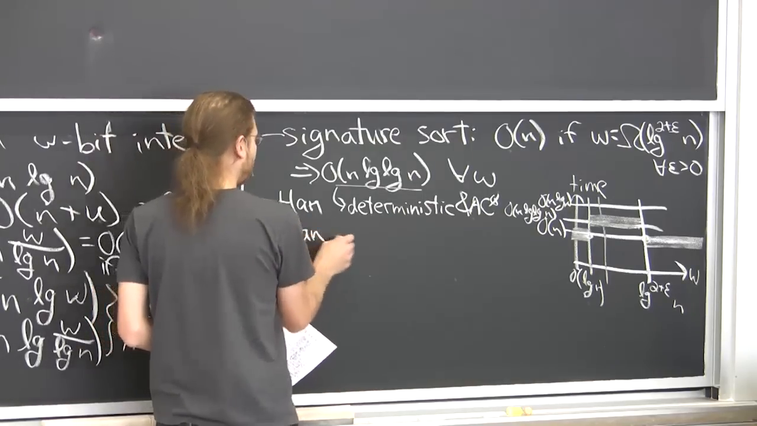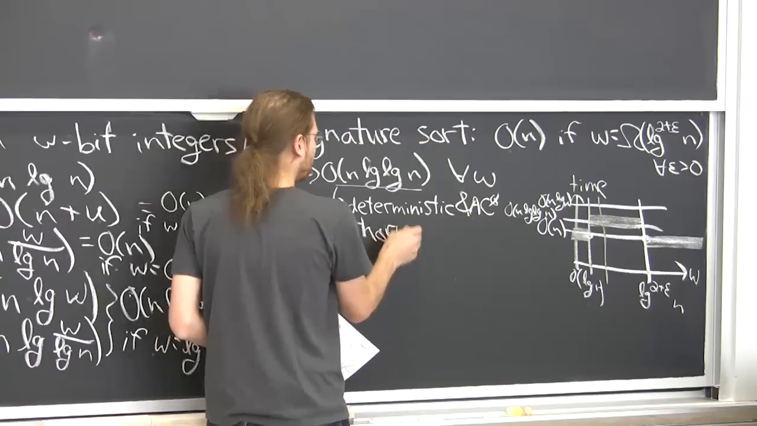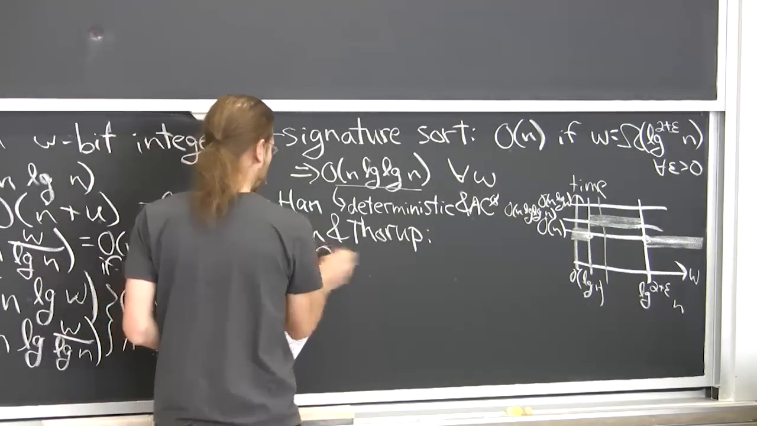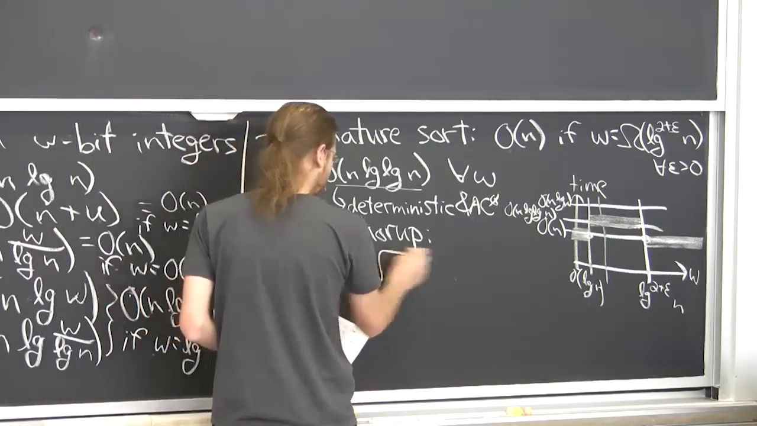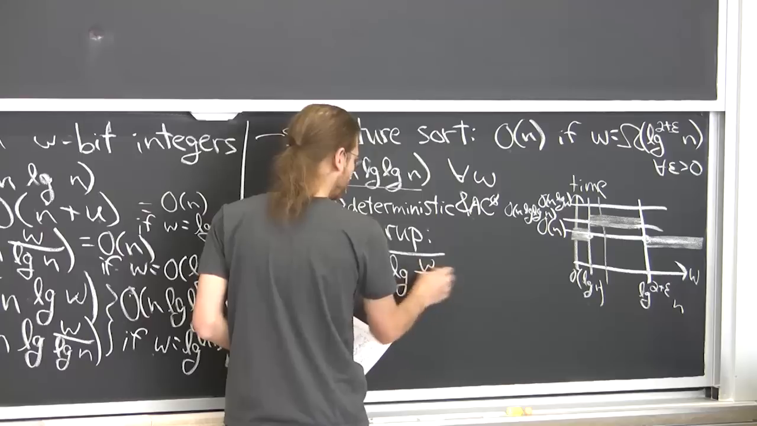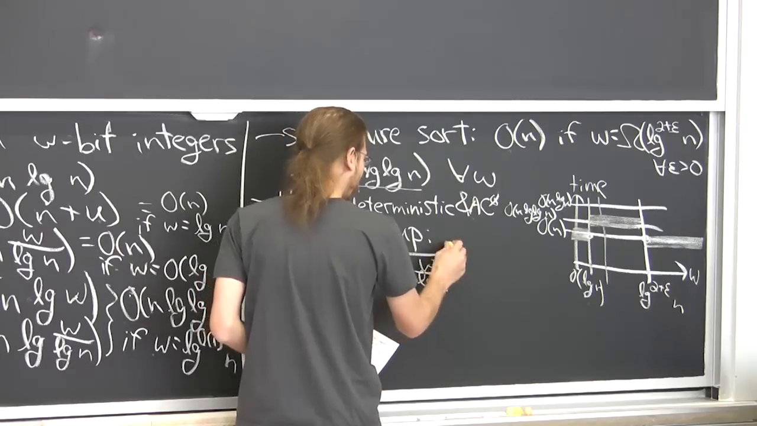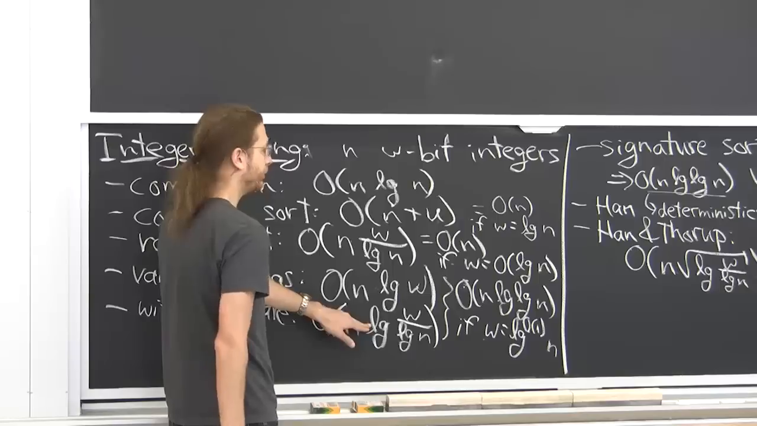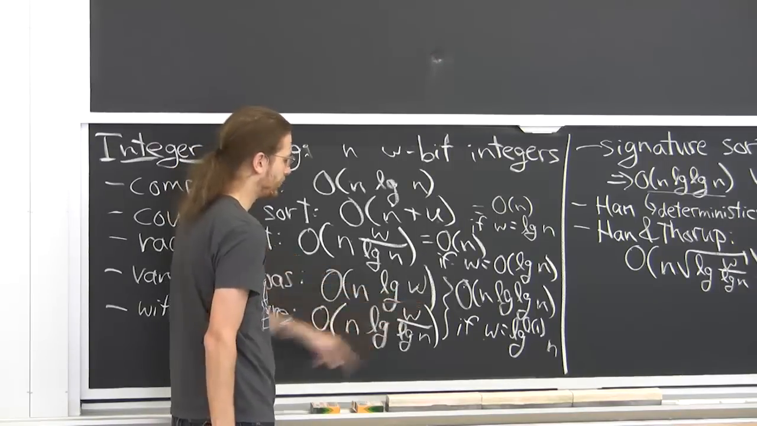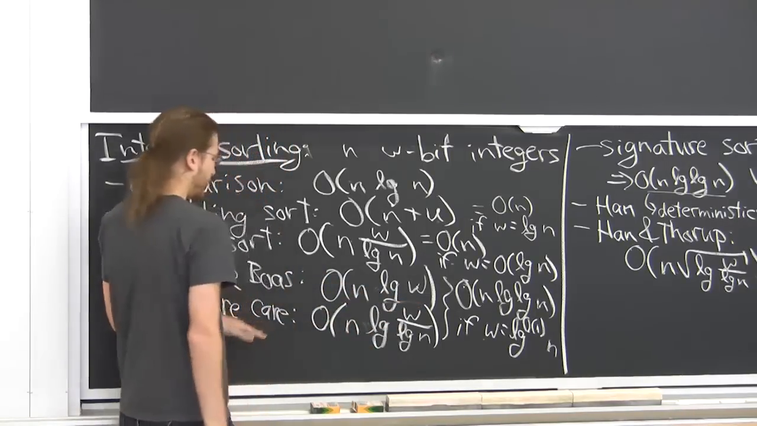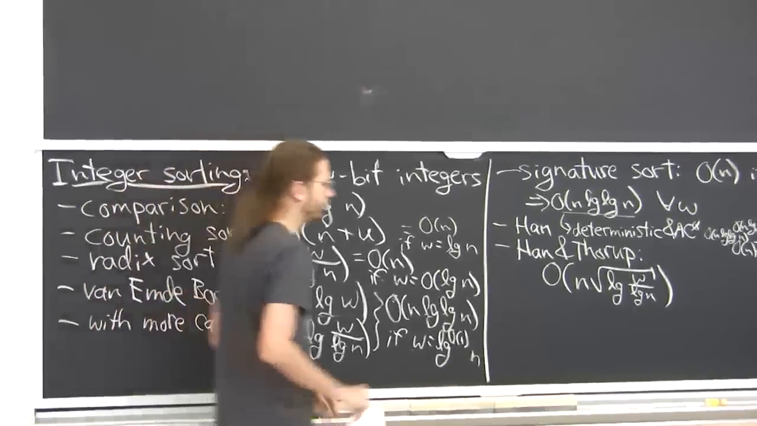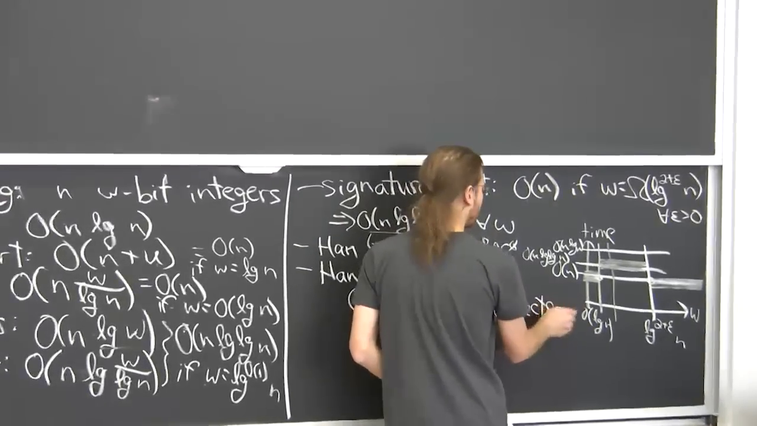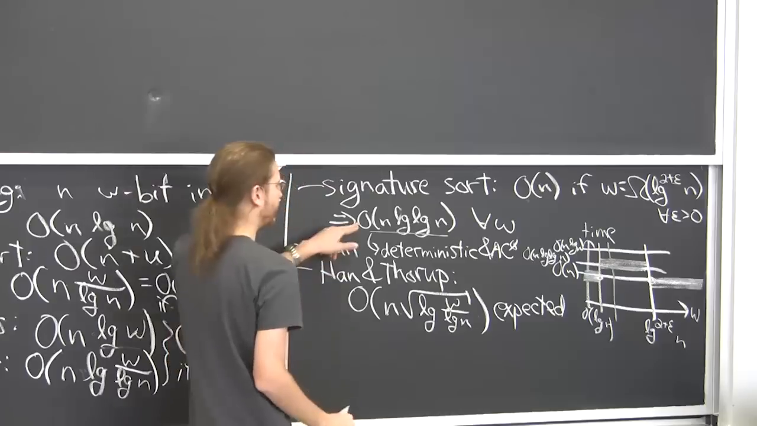And the current best result on sorting is by Han and Thorup in 2002, so a while ago. They achieved n square root log w over log n, which is similar to this bound. It just has an extra square root here. So it's a little bit better than Van Emde Boas sort. It uses some clever tricks. It is randomized. So still the best deterministic bound is n log log n.